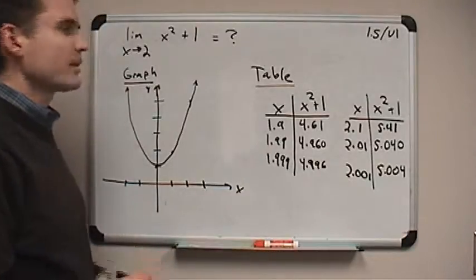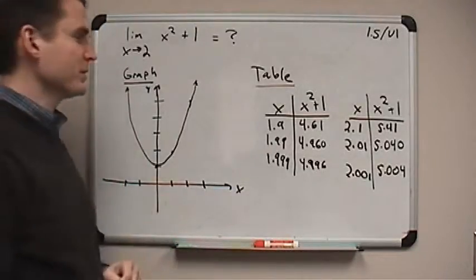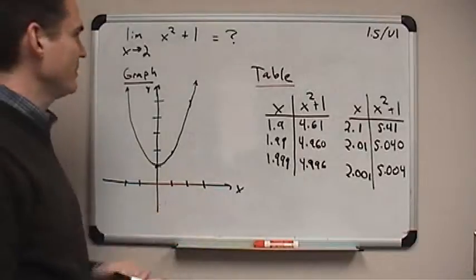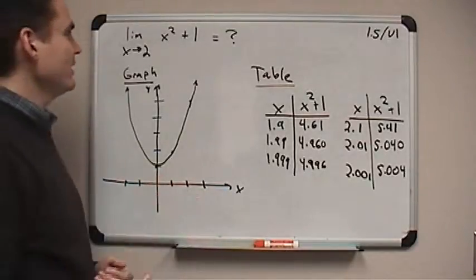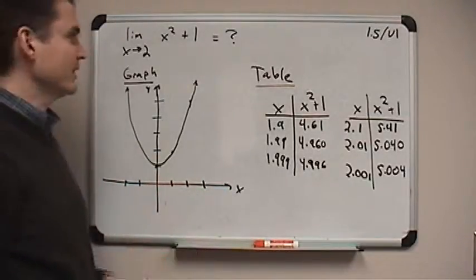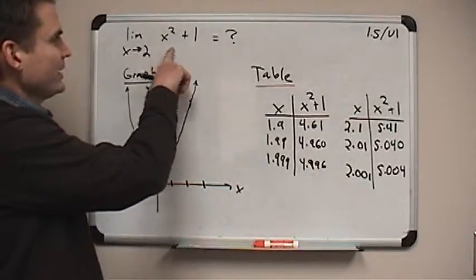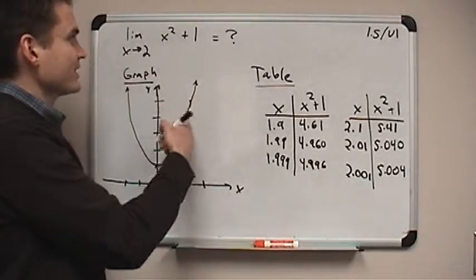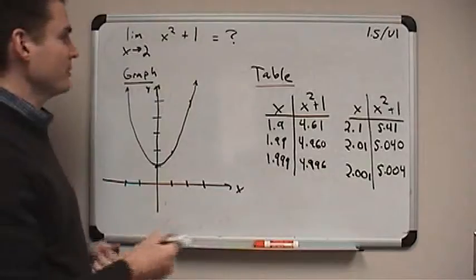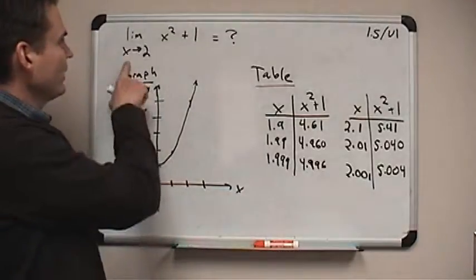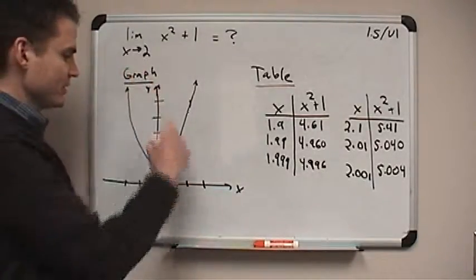Okay, so a couple of ways of doing this. We're going to look at two ways of computing the limit in this example. First of all is the graph. You can often find limits by just looking at the graph, because what this graph is of, in fact, is the function y equals x squared plus 1. So what happens to this function when x gets close to 2?